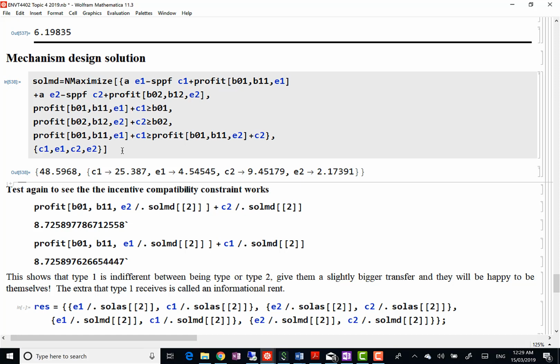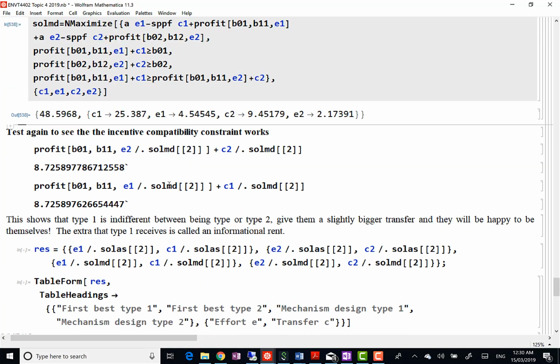And what's happened here is that the low-cost farmer has the first best level of effort, but they're getting a larger transfer payment, so they get some rent. They're better off. To reduce the cost of this rent, then the effort for farmer 2 is reduced, and the transfer payment for farmer 2 is also reduced, and poor old farmer 2 gets no rent, so they're no better off.